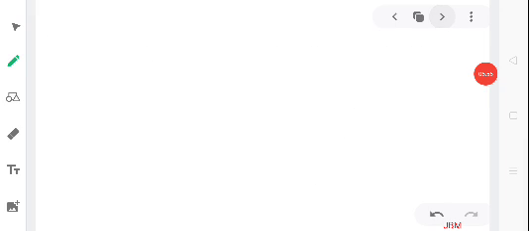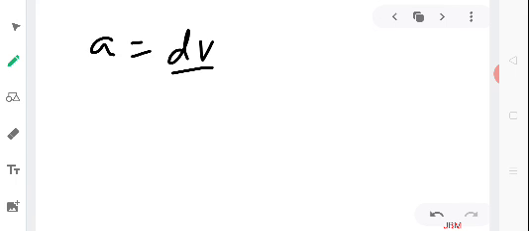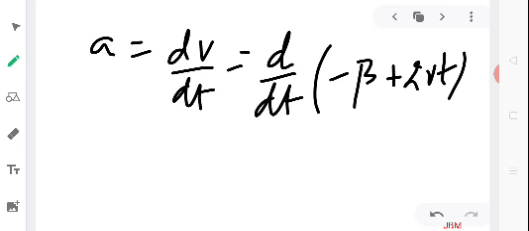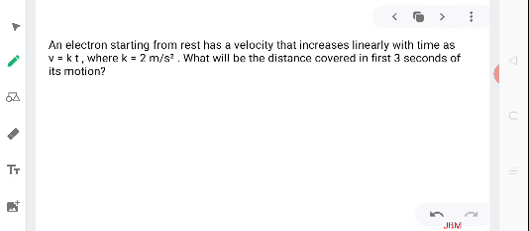So now acceleration, that is equal to dv by dt, that will be equal to d by dt of minus beta plus 2 gamma t. So that will give you 2 gamma. So acceleration is equal to 2 gamma. The next question.